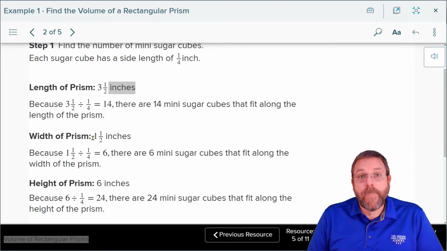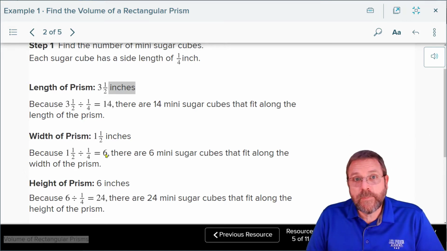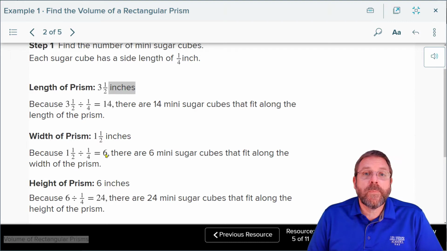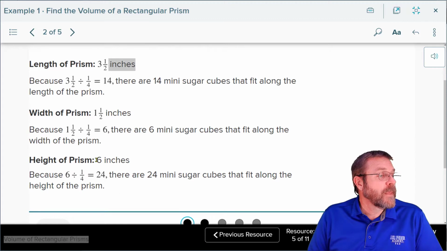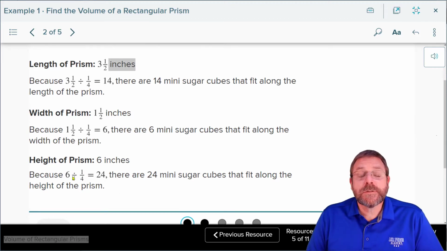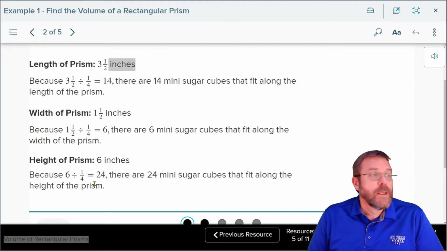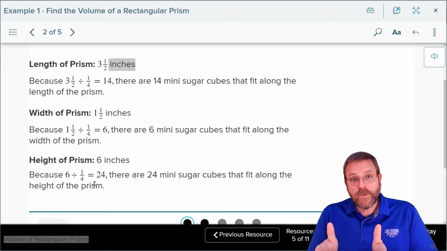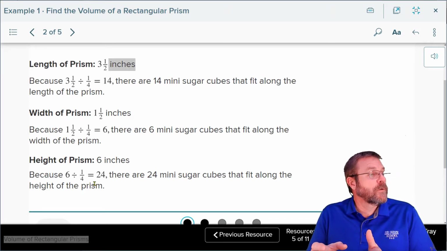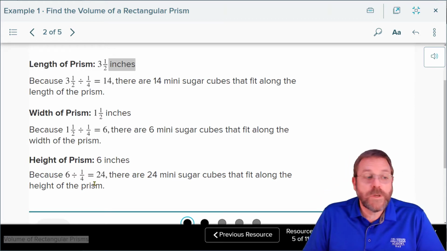The width of the prism is 1.5 inches, and when you divide 1.5 by 1/4, you get 6 using the same technique. So now we can say the width of the box is going to be 6 mini sugar cubes, and then the height of the box was 6 inches, and 6 inches divided by 1/4 gave you 24 mini sugar cubes high. So you have a width of 6 mini sugar cubes, a length of 14 mini sugar cubes, and a height of 24 mini sugar cubes.